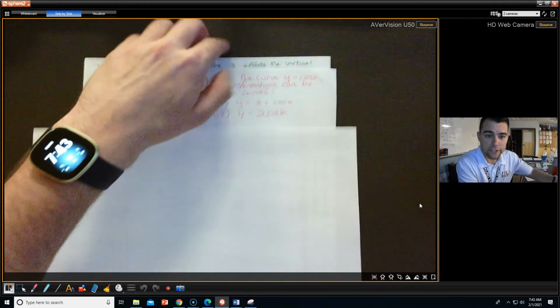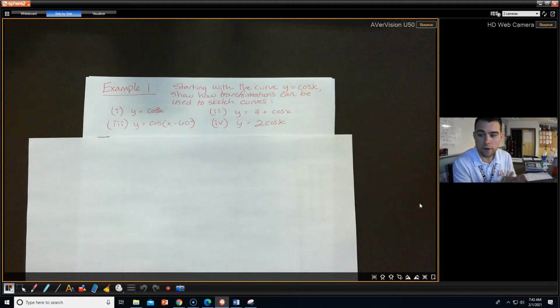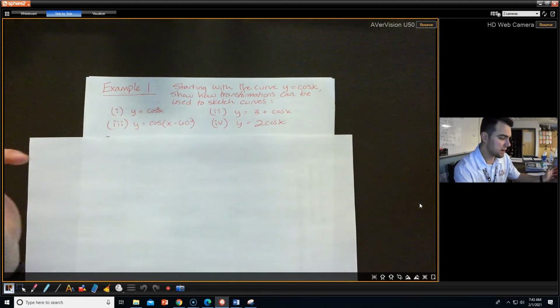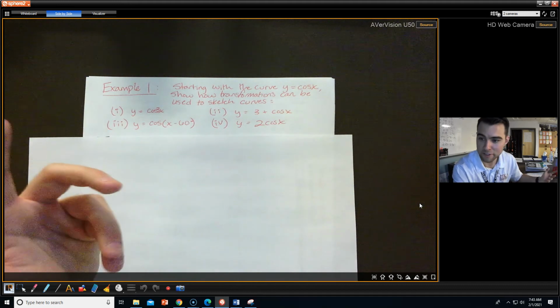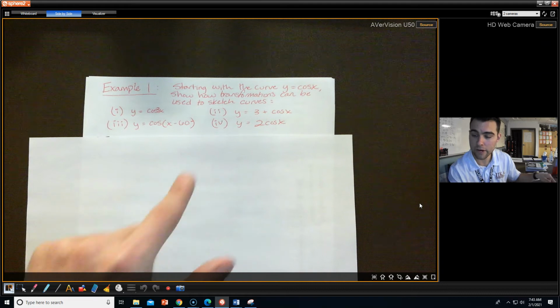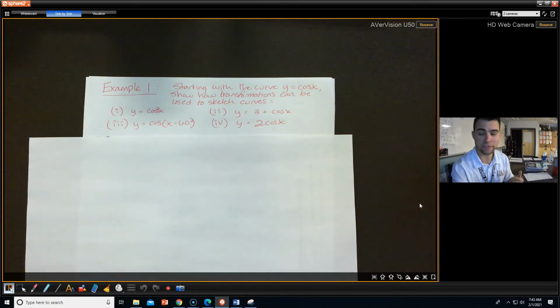All right, here's our first example. Starting with the curve y equals cosine x, I'm going to show how transformations can be used to sketch these curves. So the first part is cosine 3x, and you can see the rest. I don't have to read them all off to you, but each one of them is dealing with a different parameter of STAB. Okay, so the first one we're doing is actually our b in our STAB.